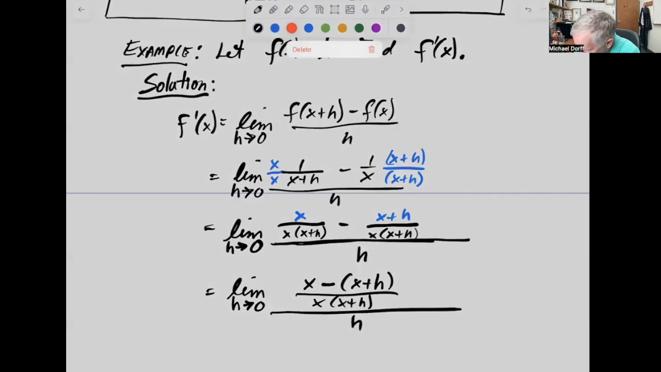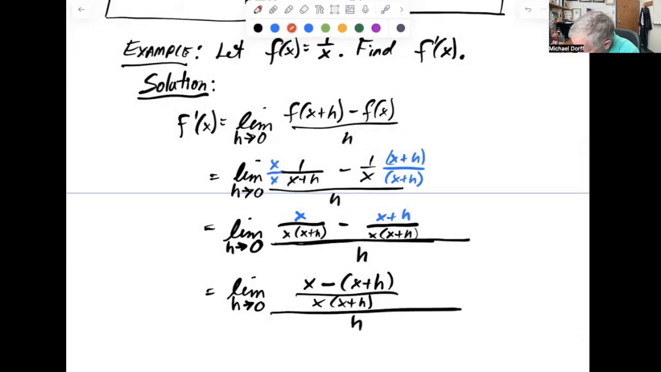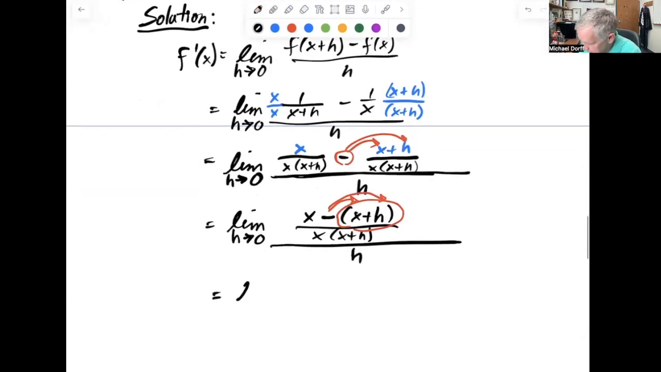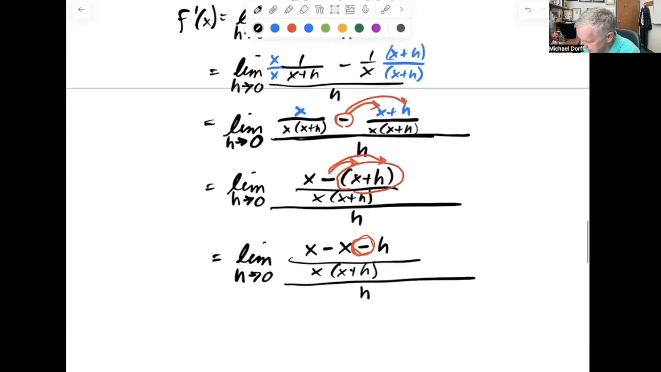Notice that I used a parentheses when I combined those. I put a parentheses here because this negative I have here gets distributed to everything. And so by doing that parentheses, I represent that I'm doing that. Okay, so now if I get rid of that parentheses, I'm going to have an x minus x minus h. Again, notice you should have a minus there, not a plus. That's a common mistake that students sometimes make. All right, and then I have my denominator, and then that whole denominator is h there.